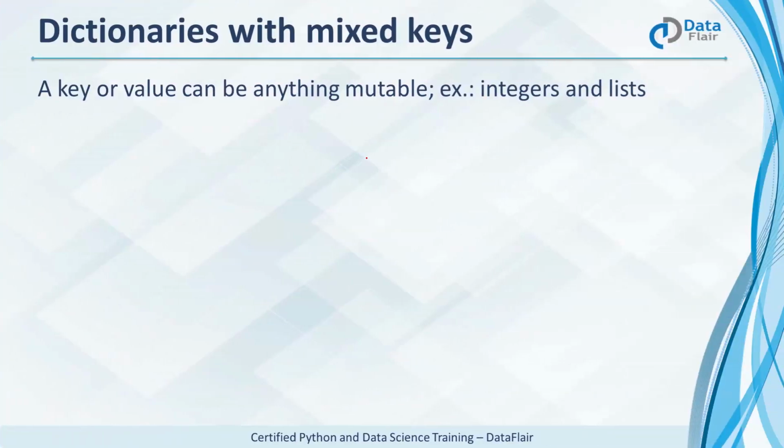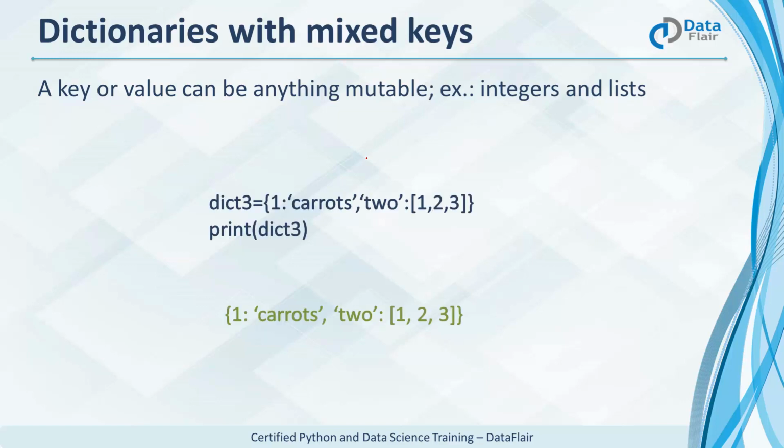A dictionary may hold any mutable or immutable item as the value, but a key cannot be mutable. You cannot use a list as a key. This dictionary has an integer key and a string key and a string value and a list value.